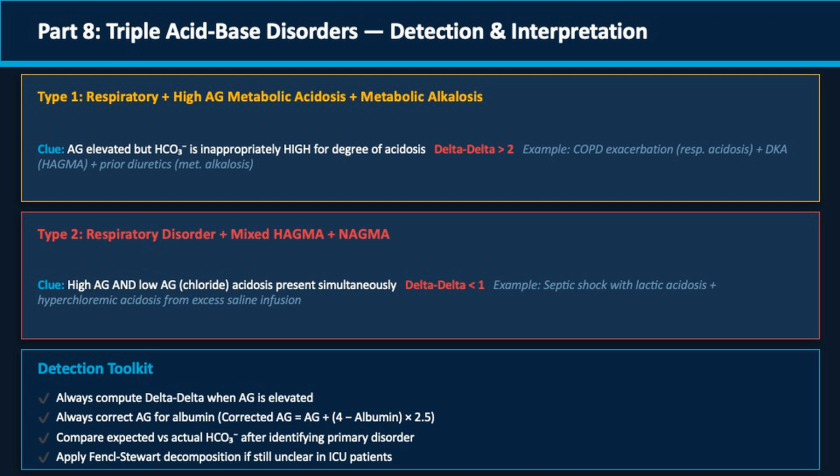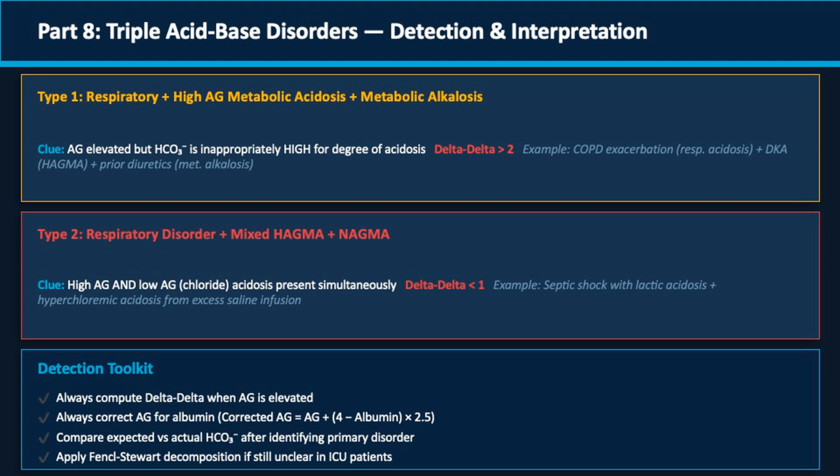And next one is type 2. So it will be respiratory disorder plus high anion gap acidosis plus normal anion gap acidosis together. And the clue is again delta delta gap, which will be less than 1. So in this condition, bicarbonate has fallen more than expected. Something else is also consuming bicarbonate, and that will be usually due to excess saline or diarrhea. And the example will be septic patient with lactic acidosis plus very high volume resuscitation by saline, both happening at the same time.